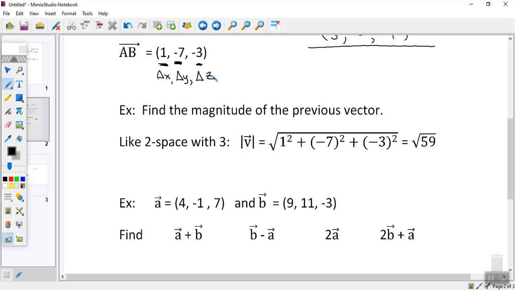What's negative 7 squared? So this is 1 plus 49 plus, what's negative 3 squared? Okay, and what do we get up there when we add those values? 59, so the magnitude has to be whatever the square root of 59 is. And that vector would be the square root of 59 units. Right? All right? You guys good with that?